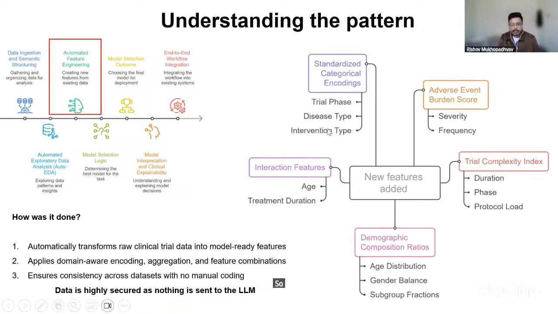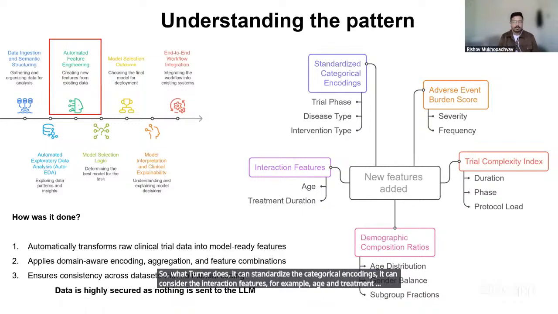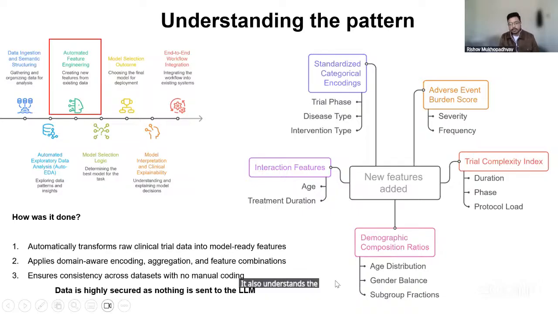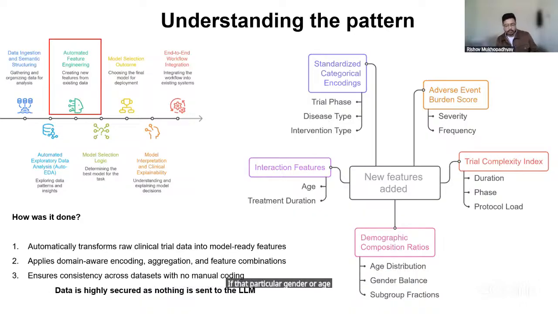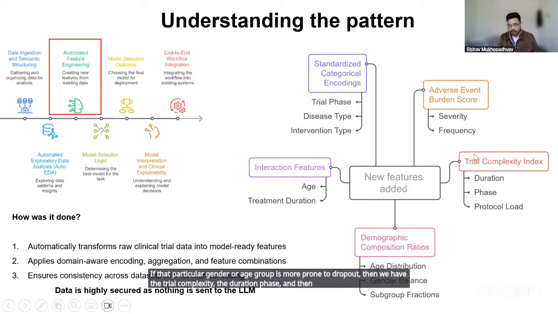What Turno does is standardize the categorical encodings. It can consider interaction features, for example, age and treatment duration, because the longer the treatment duration, the higher the attrition rate. This is already known. It also understands demographic composition ratios, for example, age distribution, gender balance, male-female preferences, subgroups. For example, if a person is from a particular age group and a particular gender, whether that gender or age group is more prone to drop out. Then we have the trial complexity, the duration, phase, and then the scoring.